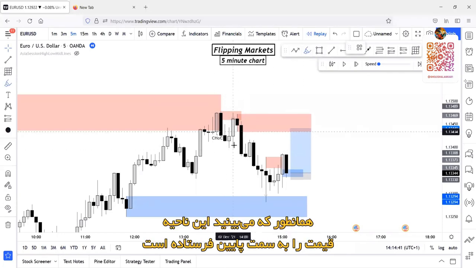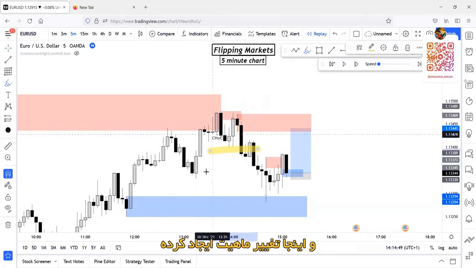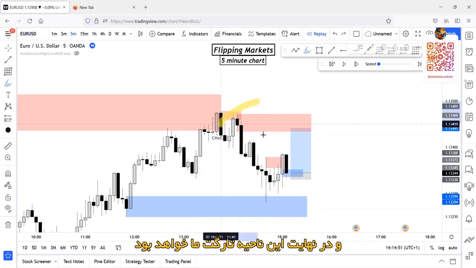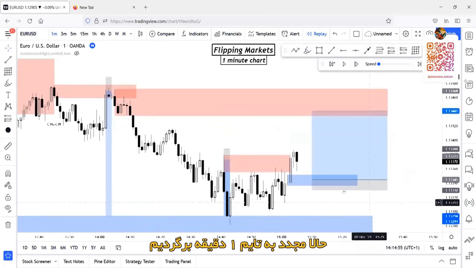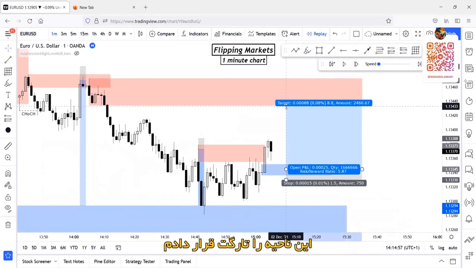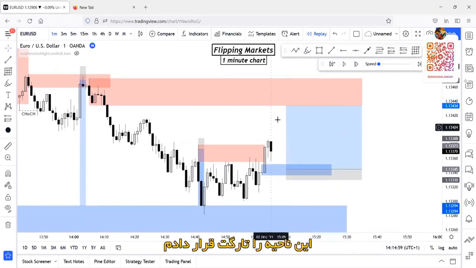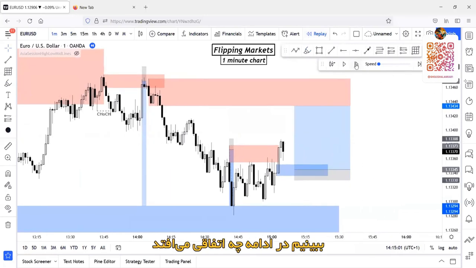As you can see, here came the impulse movement to the downside and pushed the price to the downside and changed character here and here. So this will be our overall target. Let's switch back to the 1 minute. So yeah, just target this zone. Let's see what happens next.